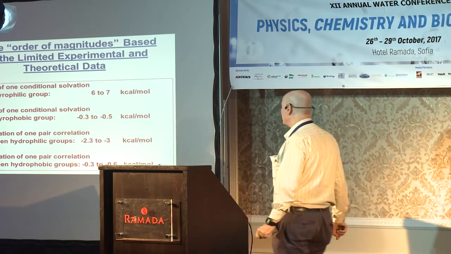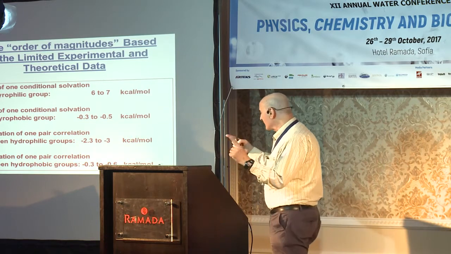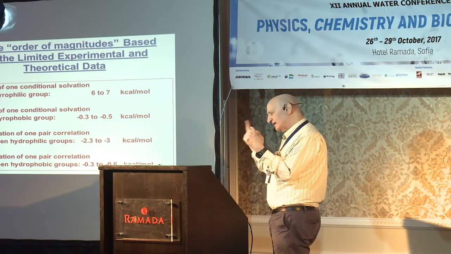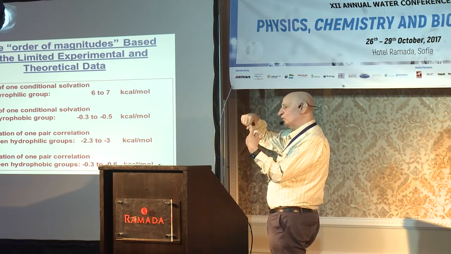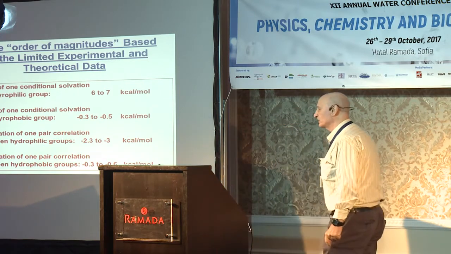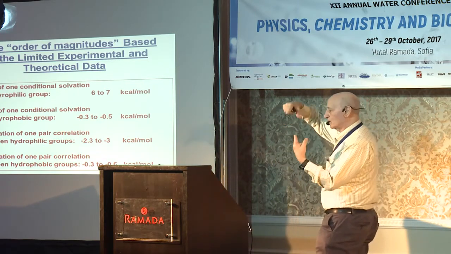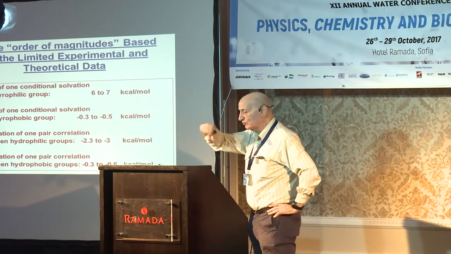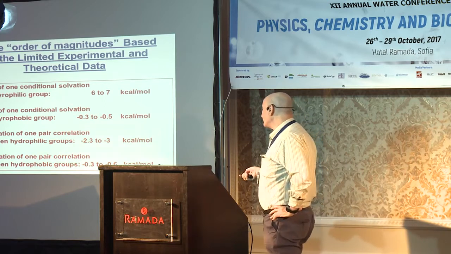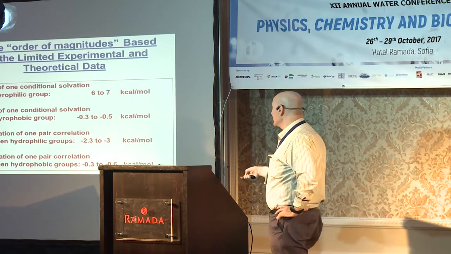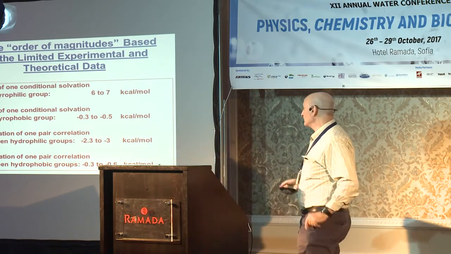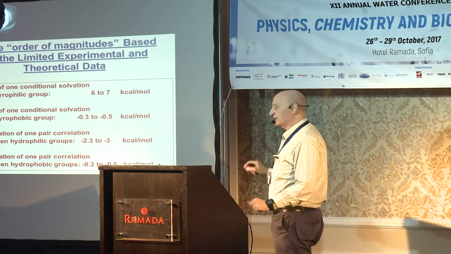0.3 or 0.5 kilocalories. Now, formation of a pair of hydrophilic groups, this more specifically is through one water molecule that forms a bridge between the two hydrophilic groups, like two CO, and the water molecule that can form two hydrogen bonds. With that, it's about between 2.5 to 3 kilocalories, whereas the corresponding pair hydrophobic interaction is about half a kilocalorie.